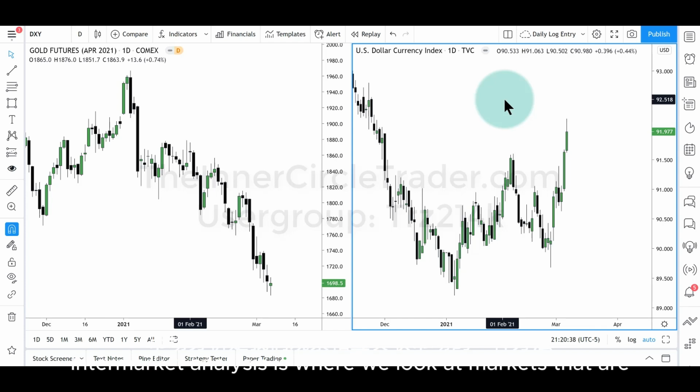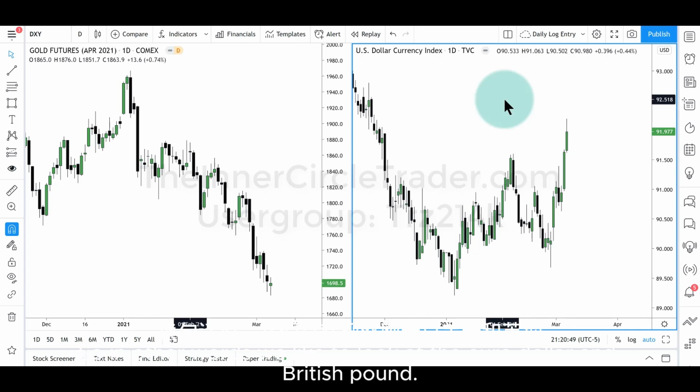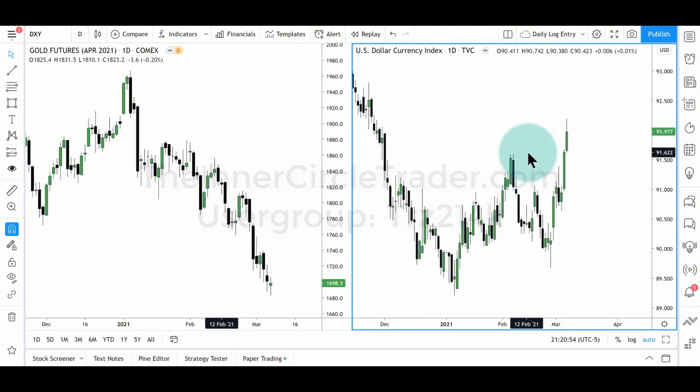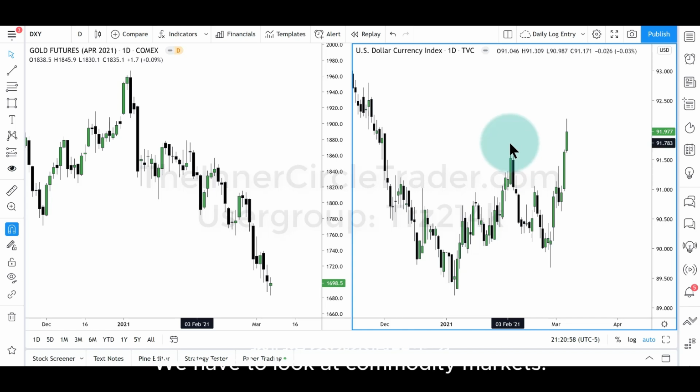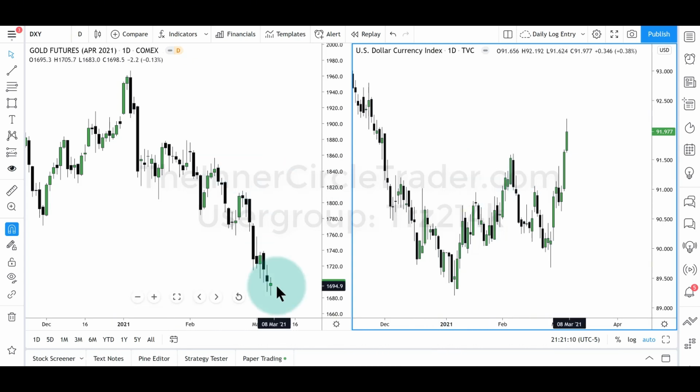Intermarket analysis is where we look at markets that are supportive in helping us determine what a particular market should do. In other words, we like to look at the euro dollar and British pound in relationship to the dollar. But how do we look at the dollar? We have to look at commodity markets. Commodity markets will be opposite to what we see in the dollar index. And gold is a commodity. And this is what we're reading here, which is supportive over here.